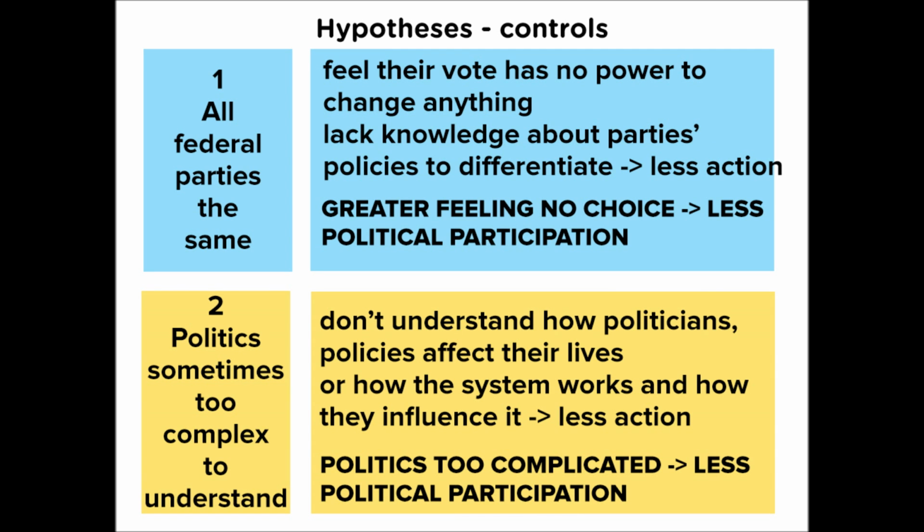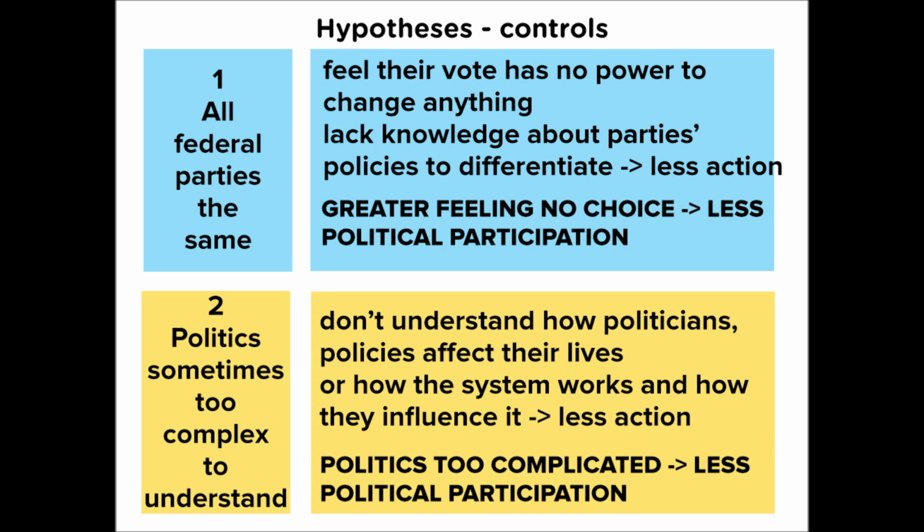Both of these controls are meant to capture feelings that you lack the power, choice, and understanding to participate politically. First, all federal parties are basically the same. If people feel their vote has no power to change anything, or they lack knowledge about the party's policies to differentiate between them, they're less likely to take action. Thus, I hypothesize that the greater you're feeling there's no choice between the parties, the less likely you are to participate politically.